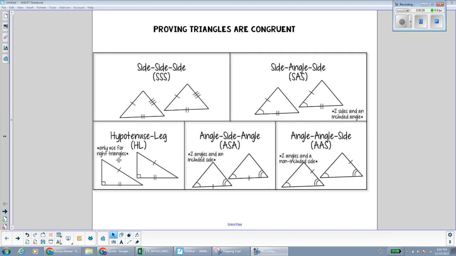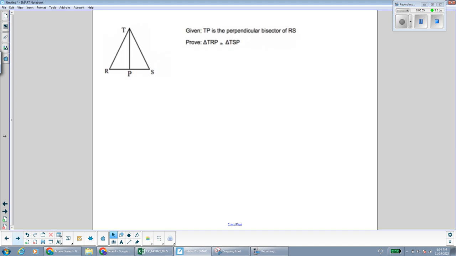Remember, HL is only for right triangles. Keep in mind, just because you have a right triangle doesn't automatically mean that they're going to be congruent by HL. It just means that when you have right triangles, it's a possibility that you can use HL. So don't just jump to HL. Definitely make sure that you have the information that you need, which would be a congruent hypotenuse and a congruent pair of legs. Here we have our first proof.